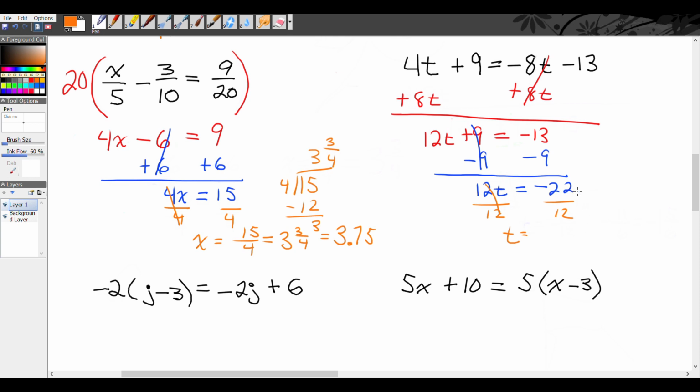However, negative 22 over 12 is not in simplest form. I could divide both of these pieces, the numerator and the denominator, by 2, giving me a negative 11 over 6. Now this is a proper answer. So I could say t equals negative 11 over 6. Or if I wanted to convert it to a mixed number, 6 goes into 11 one time, so this would be negative 1, and 11 minus 6 is 5. So negative 1 and 5/6.